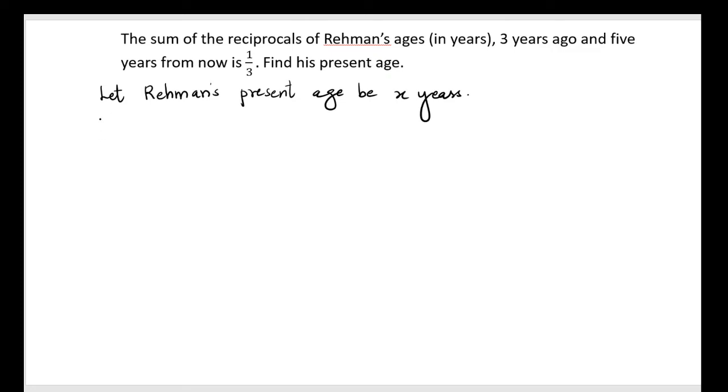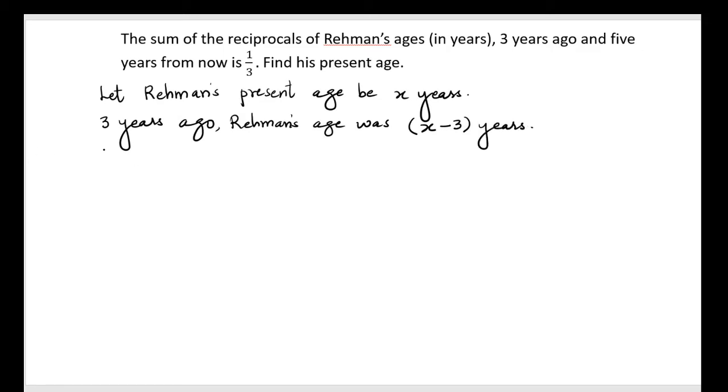Now you see, 3 years ago Rahman's age was, obviously as it is x today, 3 years ago it will be less by 3. So x minus 3 years. 5 years from now, his age will be x plus 5 years.